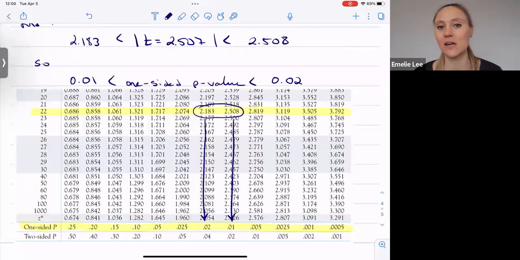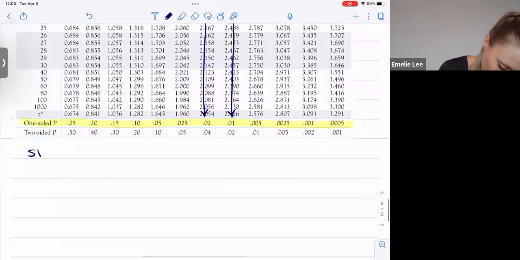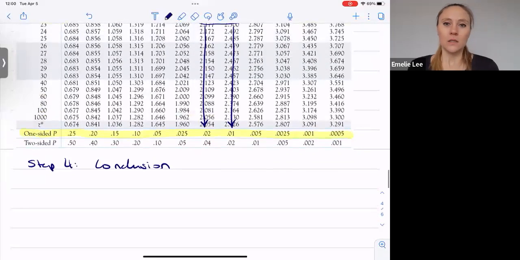Is that less than our alpha level? There was no alpha level given, that's okay. We'll assume 0.05, okay? So we have our p-value. Now we're ready for the moneymaker, our conclusion. So here, step 4 is our conclusion. First, we compare our p-value to our alpha level. We're going to assume 0.05, so I'm going to say that.